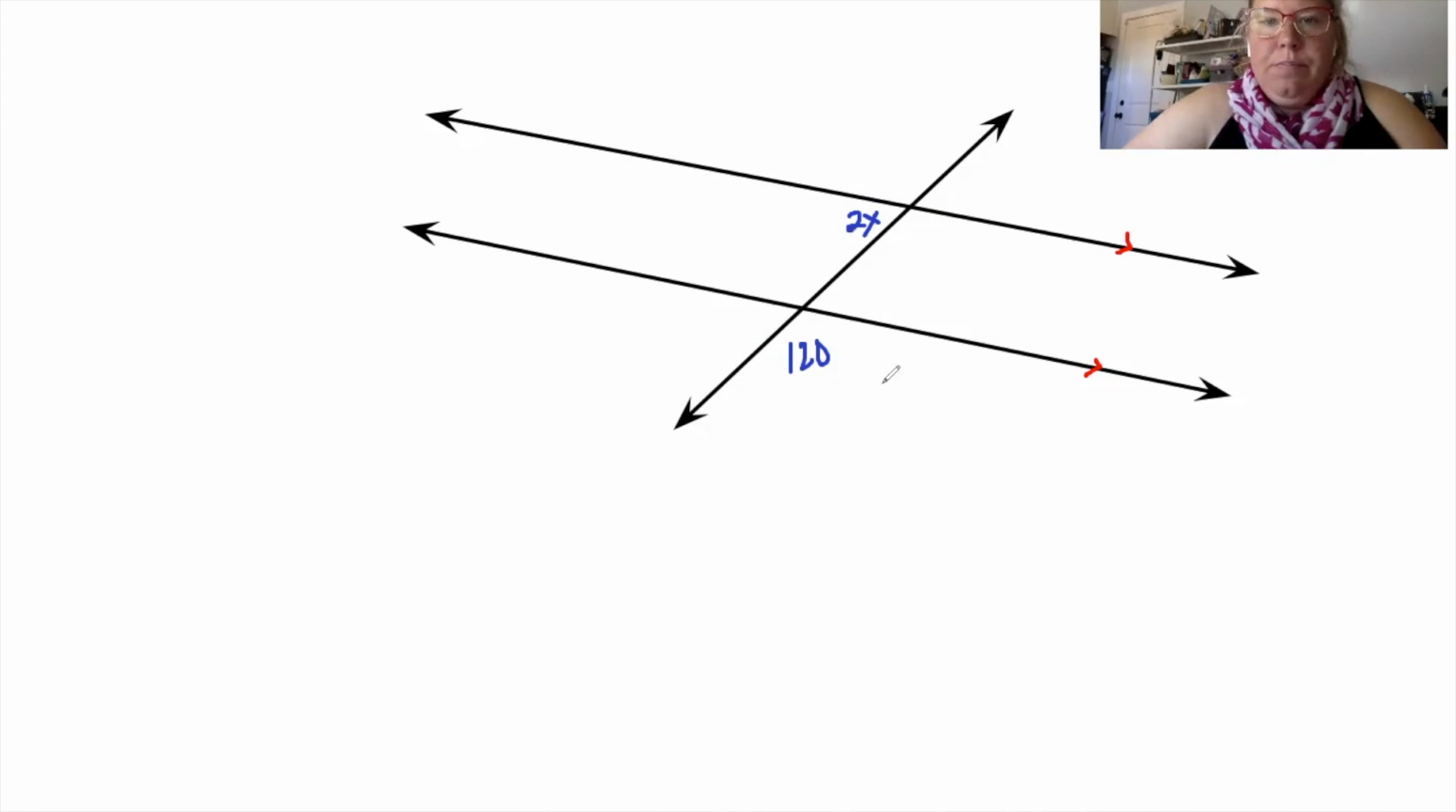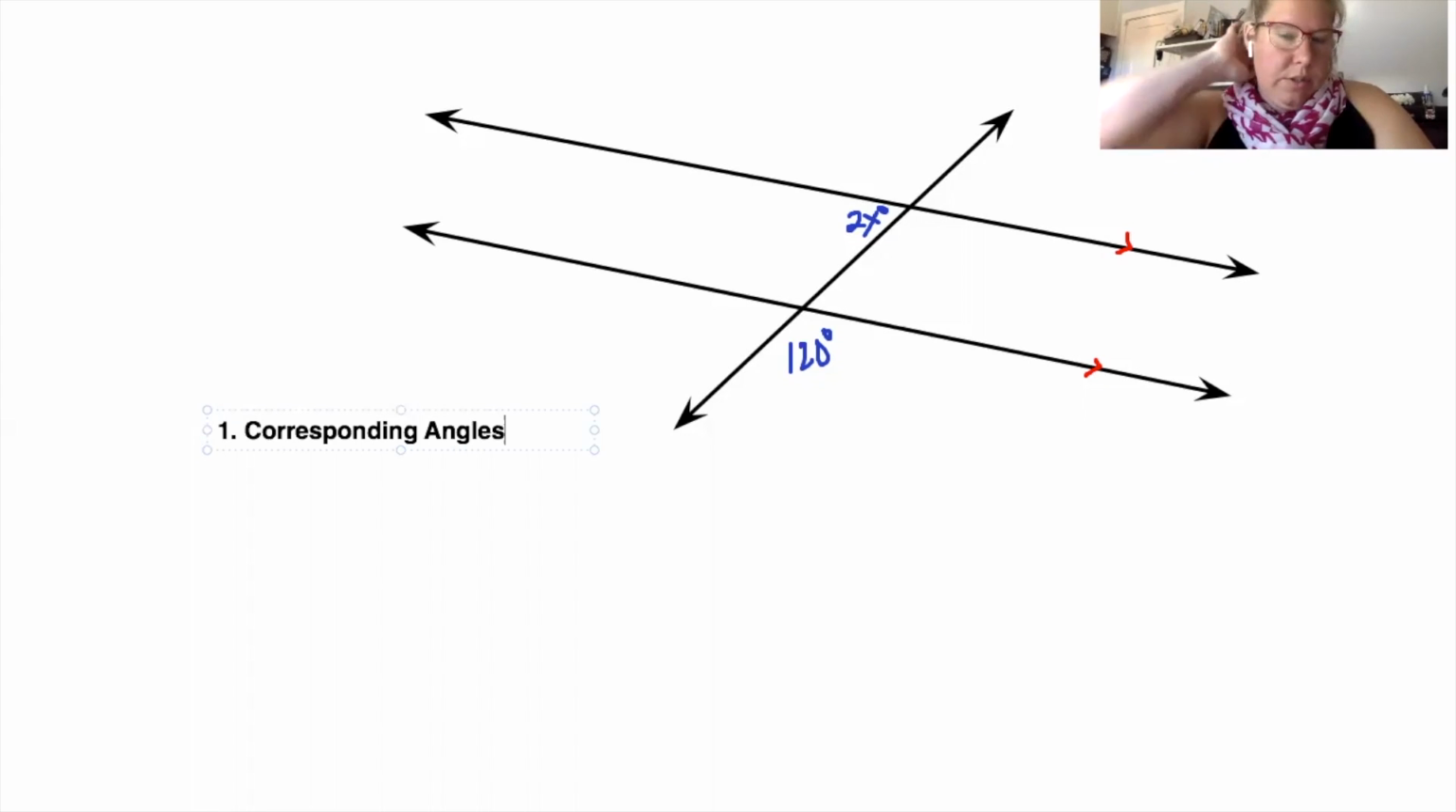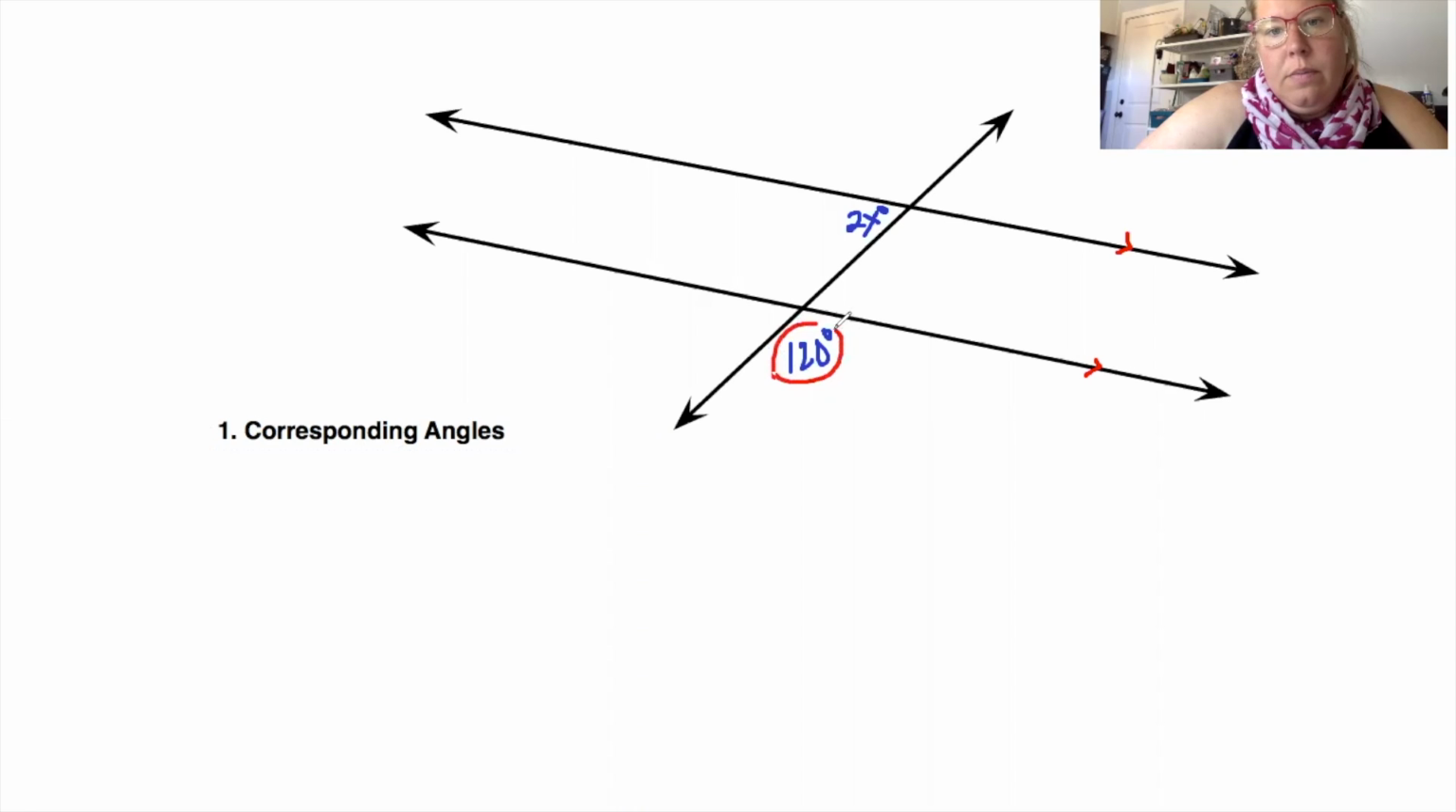So for this example, we have 2x over there, and then we have this 120. So like I said, there's always lots of different ways you can do this problem. The way that I see this is, first off, we have corresponding angles. We have this angle corresponds with this angle. So therefore, they're equal. Okay, that's the corresponding angles theorem.